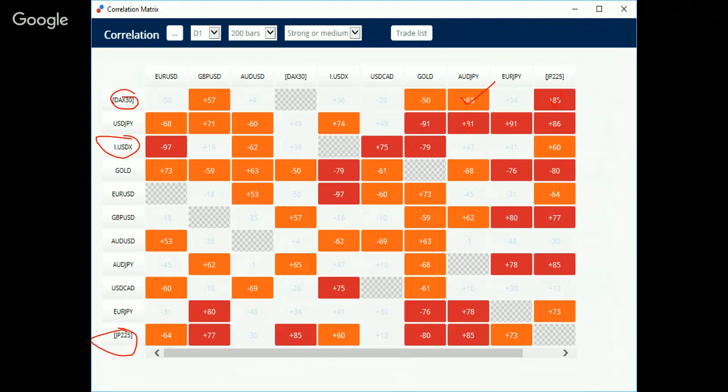Okay, here, Nikkei with GBP dollar plus 77. Also with yen pairs plus 85, plus 73. So equities up, yen pairs up. Equities down, yen pairs down. Bremain, equities up, yen pairs up. Brexit scenario, equities down, yen pairs down. Okay, so watch the correlation.